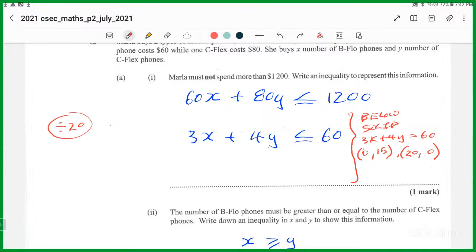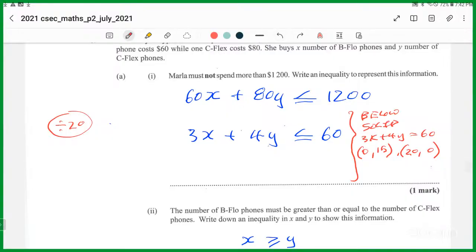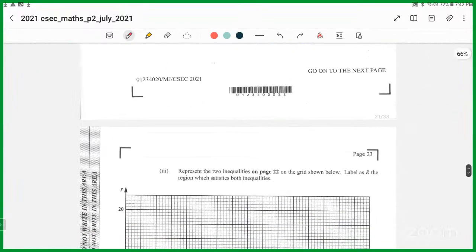So I would want to see (20, 0). I'm not going to complicate it. I want to see where 20 is on this graph. And this is the wrong 20. This 20 is not correct.